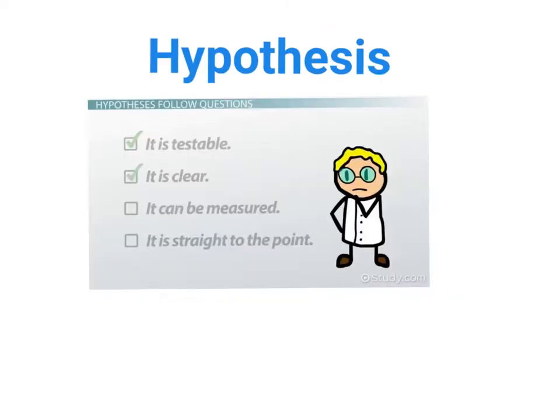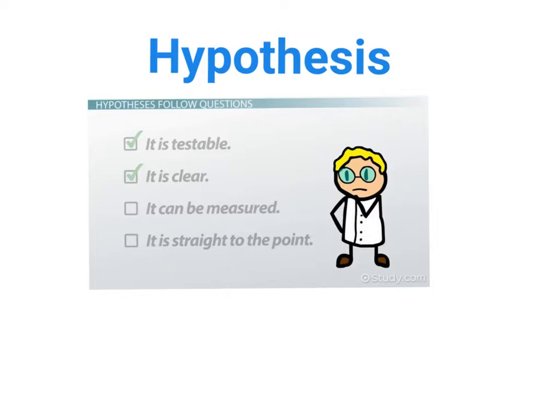Now that I have my question and I've done my research, I can make a hypothesis. You're probably familiar with the fact that a hypothesis is an educated guess as to the solution to a question. In this case, we're talking about Elodea and bubbles. We're going to say that as the amount of light increases, the number of bubbles should also increase because photosynthesis is happening faster. The thing to remember about your hypothesis is that it must be based on the research you've already done. So you're not just making a wild guess, you're making an educated guess.